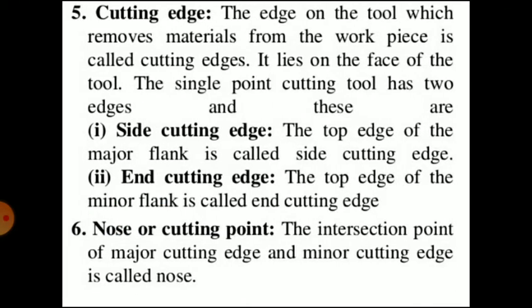Then the cutting edge. We have already seen the two cutting edges, major cutting edge and minor cutting edge. The edge on the tool which removes material from the workpiece is called the cutting edge. It lies on the face of the tool. The single point cutting tool has two edges. The first is the side cutting edge: the top edge of the major flank is called the side cutting edge. The second is the end cutting edge, the top edge of the minor flank.